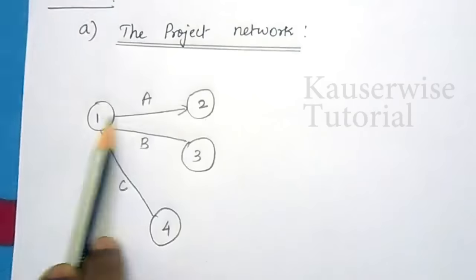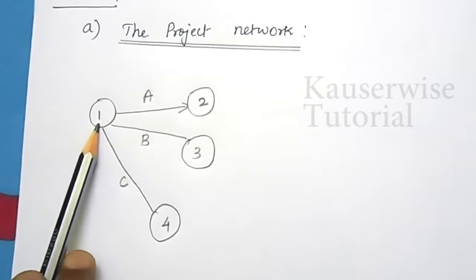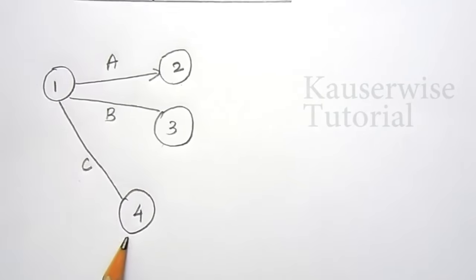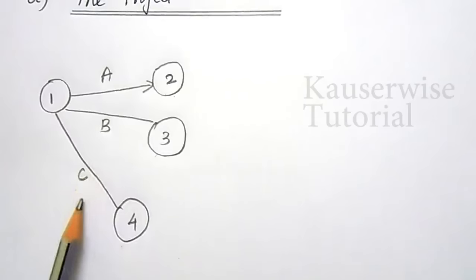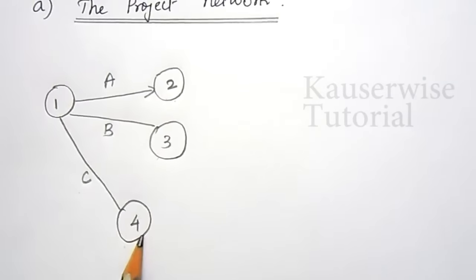This one is the starting node, this one is the ending node for activity A. For activity B also, starting node, ending node. For activity C, starting node, ending node. So without any predecessors, these are the three activities that straight away start. Now let us see the problem.